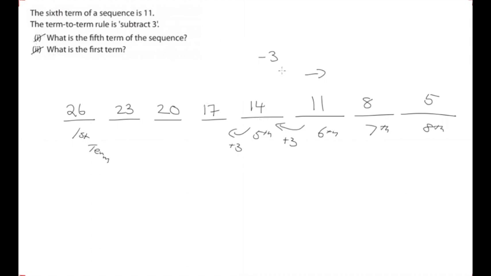So they tried to trick you here because a common mistake would be that people would go backwards here and they would minus 3, minus 3, minus 3. But it's only minus 3 if we are continuing the sequence, okay? But we were working backwards. And when you're working backwards, you do the opposite of what the term-to-term rule is.